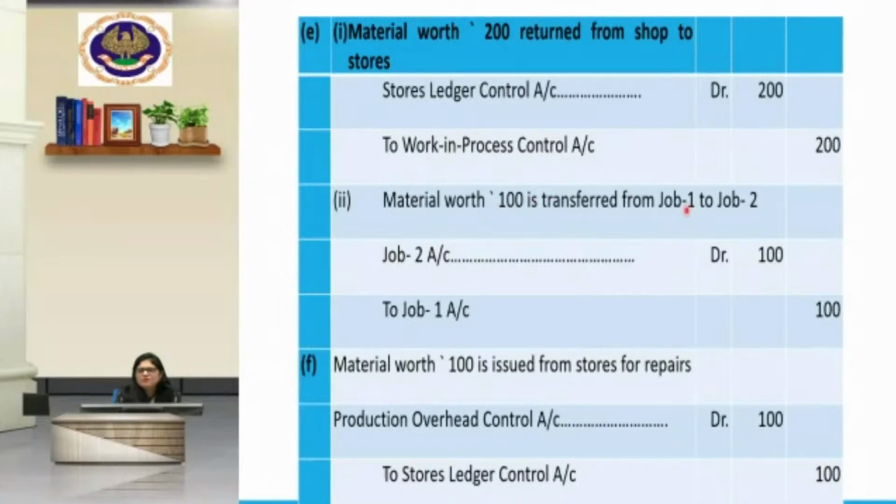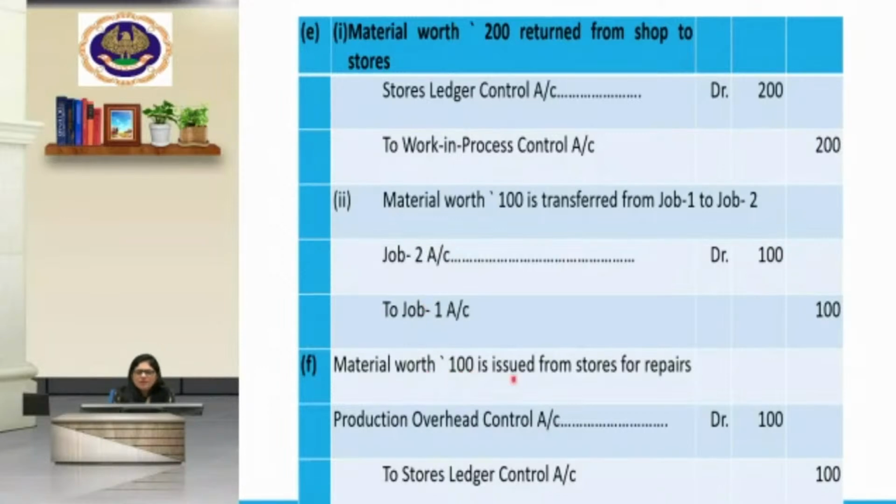Material worth 100 is transferred from job 1 to job 2. So it will not affect or impact the stores ledger account. Job 2 is receiving the material, so it will be debited. Job 1 is issuing the material, so it is credited. So job 2 account debit to job 1 account. No control account is getting affected because of this. It's an internal transfer in the WIP account, in the production area or the shop area. The stores ledger or any other control account has nothing to do with it. Whatever job is receiving the material will be debited. Whatever job is transferring the material will be credited.